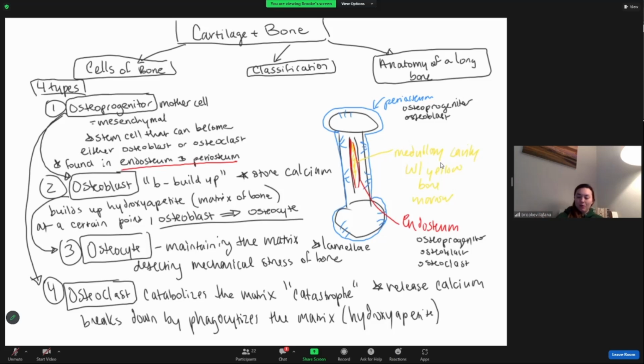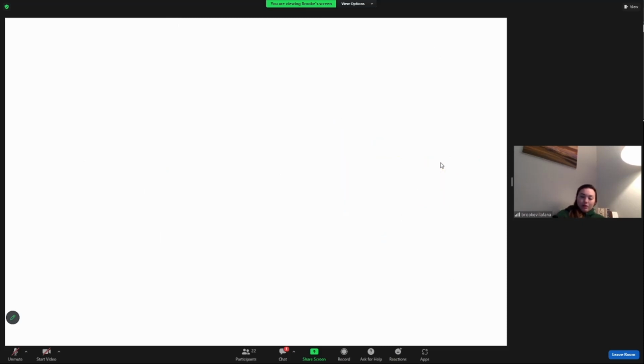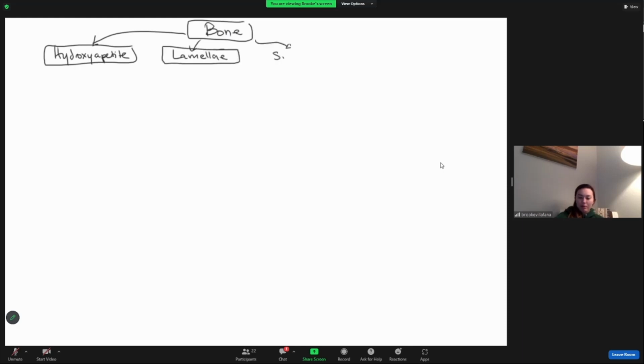All right, so moving on, we're going to talk about our matrix and our spongy bone. So again, still on bone, let's talk a little more about the hydroxyapatite matrix. There's a few things you should know about that. And then we'll also talk about lamellae. And then we'll talk about our spongy versus our compact bone.